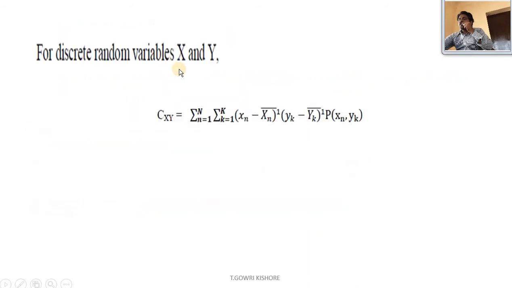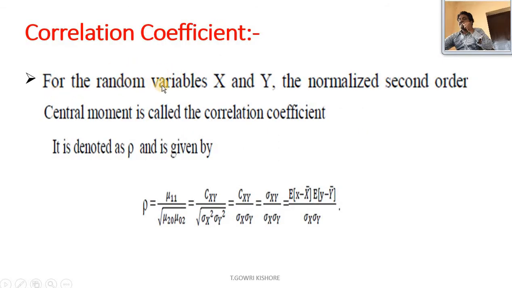Next, correlation coefficient. For the random variables x and y, the normalized second order central moment is called the correlation coefficient. It is denoted as rho and is given by rho equals mu 11 by root of mu 20 into mu 02, that is equal to Cxy by square root of sigma x square into sigma y square, that is equal to Cxy by sigma x into sigma y, that is equal to sigma xy by sigma x into sigma y, that is equal to expectation of (x minus x bar) into (y minus y bar) by sigma x into sigma y.